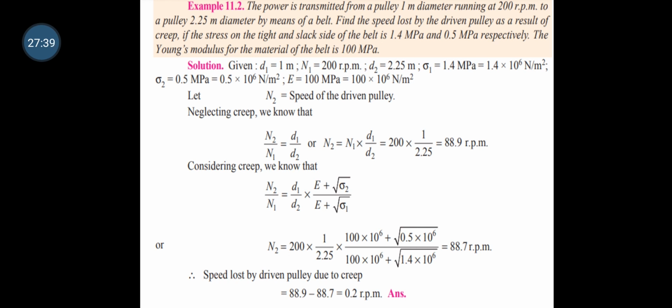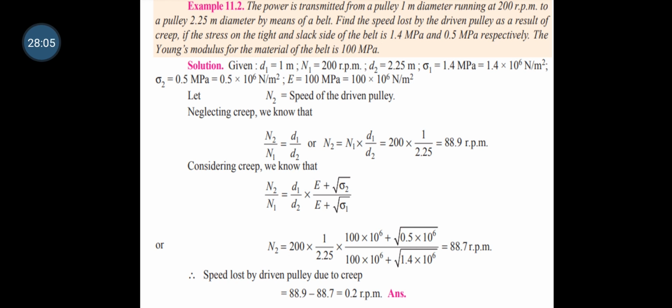Now considering the creep, n2 divided by n1 is equal to d1 divided by d2 into E plus square root of sigma 2 divided by E plus square root of sigma 1. Substituting these values, we find n2, the speed of the driven pulley. n2 is equal to 88.7 rpm.